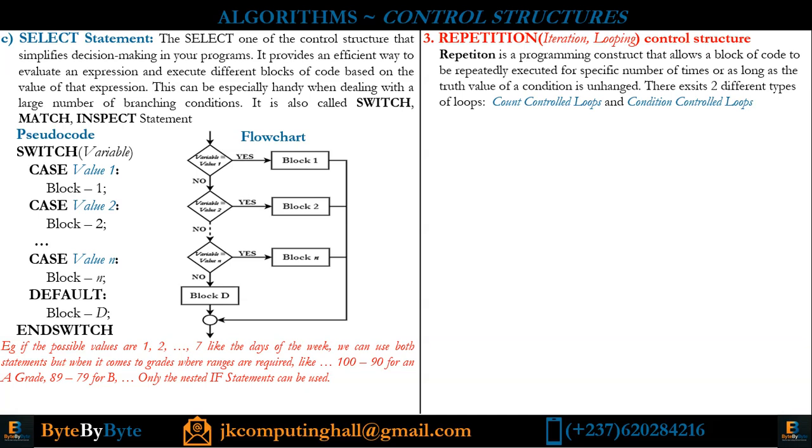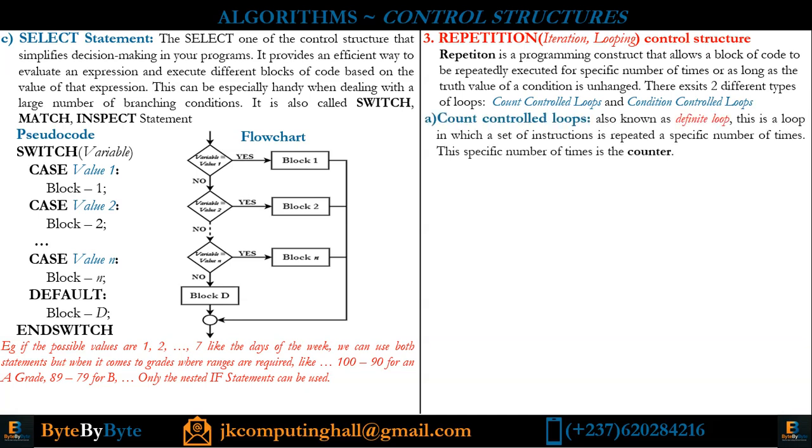There exist two different types of loops: the count controlled loops and the condition controlled loops. Just from the name, you can already guess: a count control loop is based on a count, and a condition control loop is based on a condition. Let us go deep into these different types of loops.